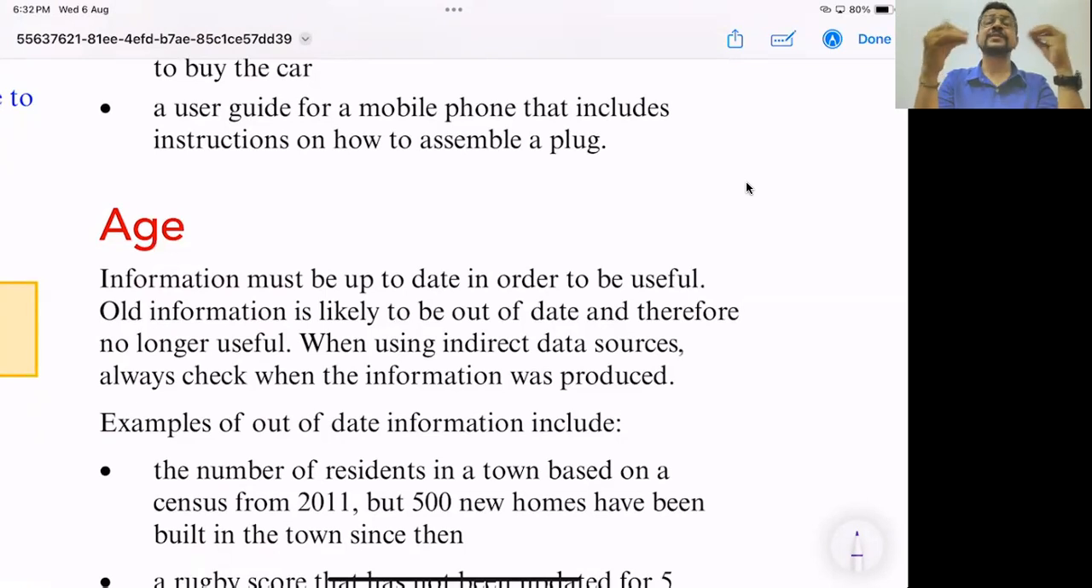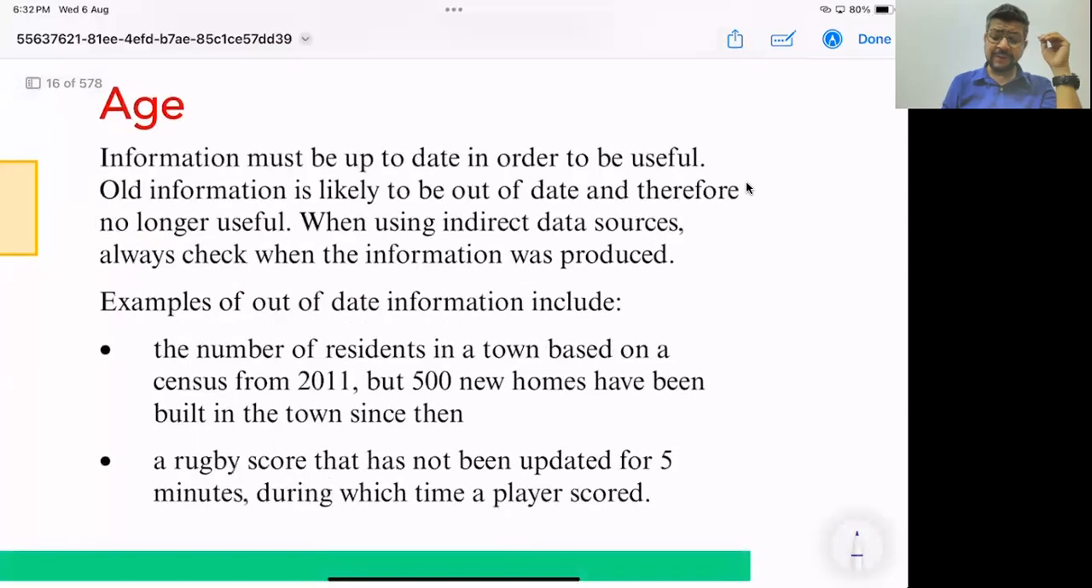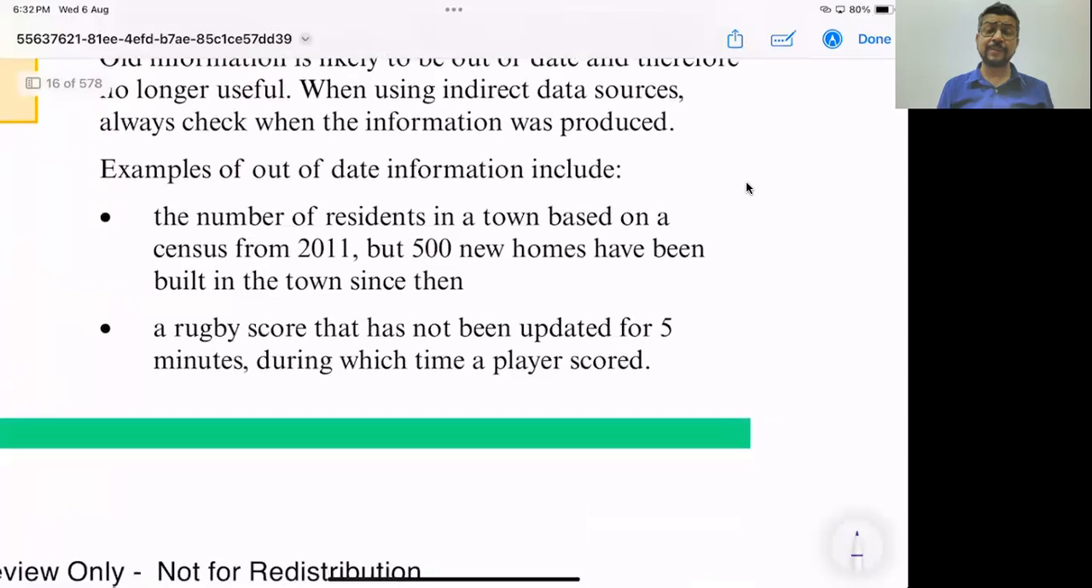We have to see when some research took place. As mentioned, the number of residents in the town based on the census from 2011, but 500 new homes have been built since. Whatever the information is, the same applies when they give updates about a rugby sport or a cricket match. Before 5 minutes, like after 5 overs played in the cricket match, the score is different. After 10 overs, the score is different. So the age of the information matters.